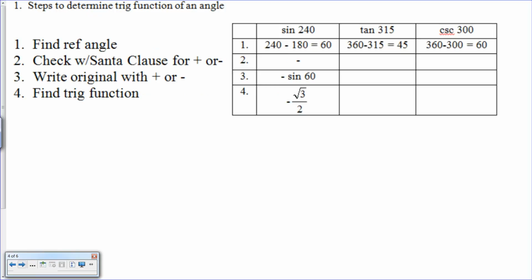Moving ahead, what I want to do is just go through step by step on how you would solve for questions like this. What is the sine of 240? What is the tangent of 315? What is the cosecant of 300? And the directions are, find the reference angle, use Santa Claus to find out if it's positive or negative, and then rewrite the original with the reference angle and positive or negative, and then evaluate.